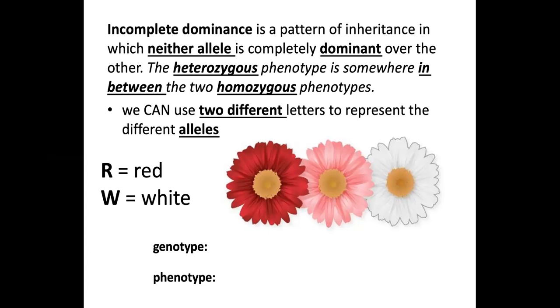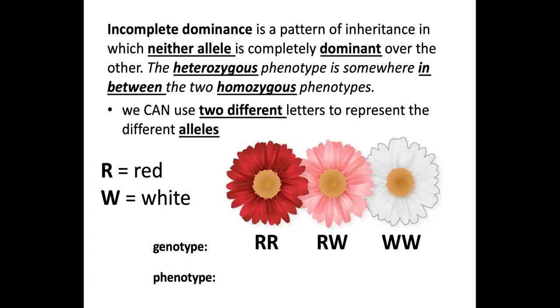So what's the genotype of the red flower going to be? Capital R, that's it. What about the white flower? Capital W, beautiful. And then what about the pink? Yes, yes, yes. Okay, no P's. We're not introducing any new letters. It's a combination of what we already have. Okay, so RR, WW, RW.